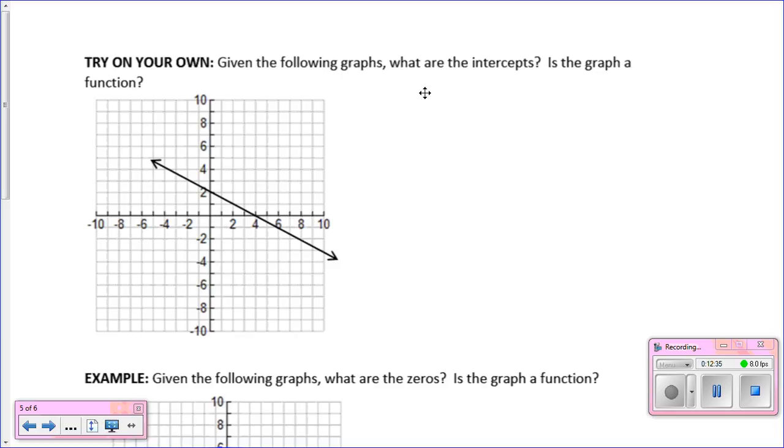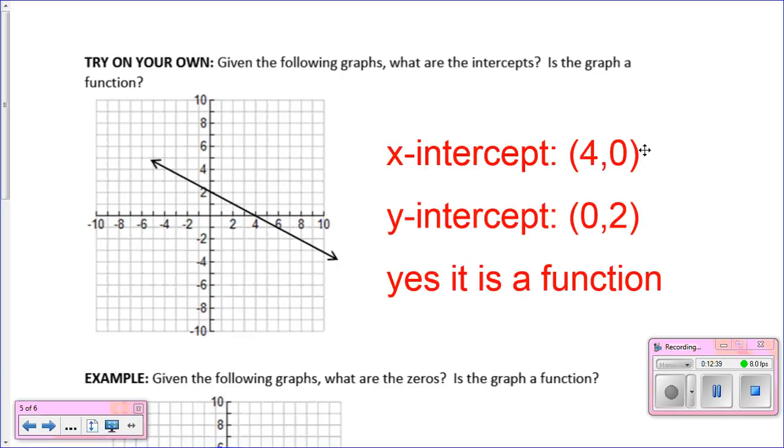Okay, so this one you had to find the x and y-intercept. So the x-intercept would be 4, comma 0, and it has to be written like that, not 0, comma 4. That's wrong. X-intercepts always have a number first, followed by 0. The y-intercept is at 0, comma 2, and yes, it is a function. It'll pass the vertical line test.